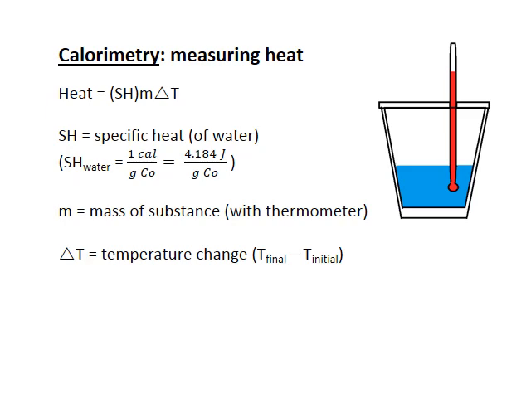Celsius. The mass, as I said, is the mass of the substance, and usually this is the stuff that you have your thermometer stuck into. And the temperature change is always the final minus the initial. So we are always using our final condition and subtracting the initial condition in science.